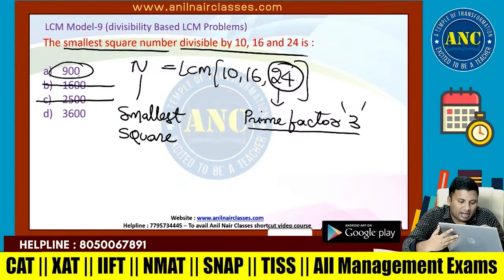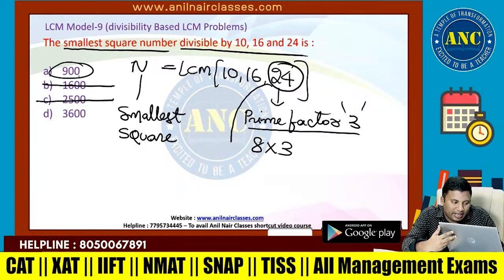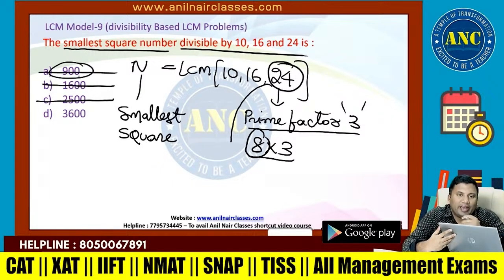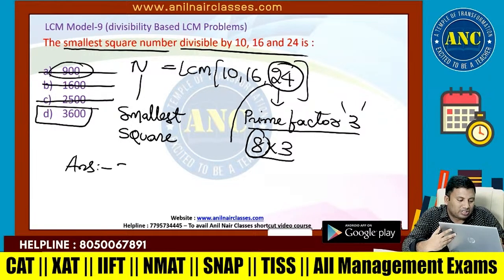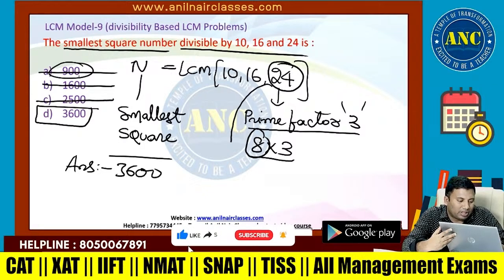Is 900 divisible by 10? Yes. Is 900 divisible by 16? Or otherwise what you can do is 4. 24 is 8 into 3. Answer should be divisible by 8. 900, 8 11s are 88, 20 not divisible. Answer is 3600.